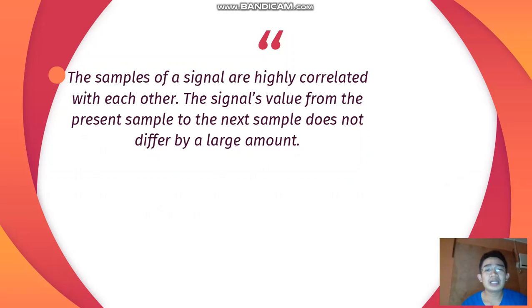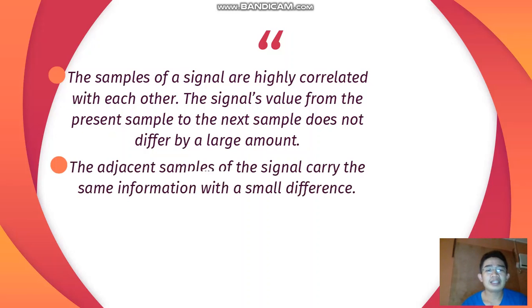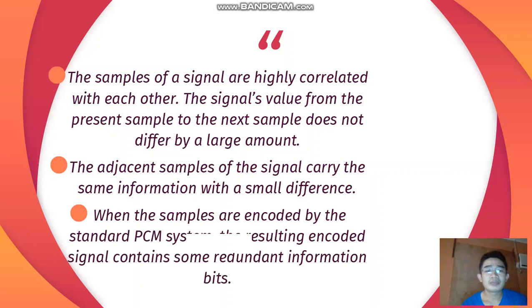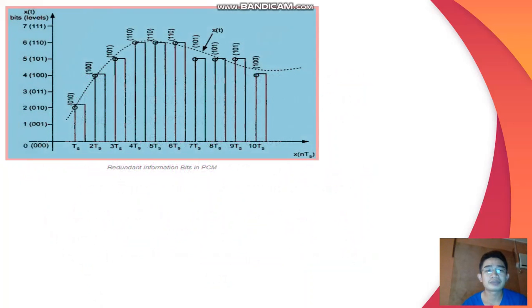The samples of a signal are highly correlated with each other. The signal's value from the present sample to the next sample does not differ by a large amount. The adjacent samples of the signal carry the same information with a small difference. When the samples are encoded by the standard PCM system, the resulting encoded signal contains some redundant information bits.